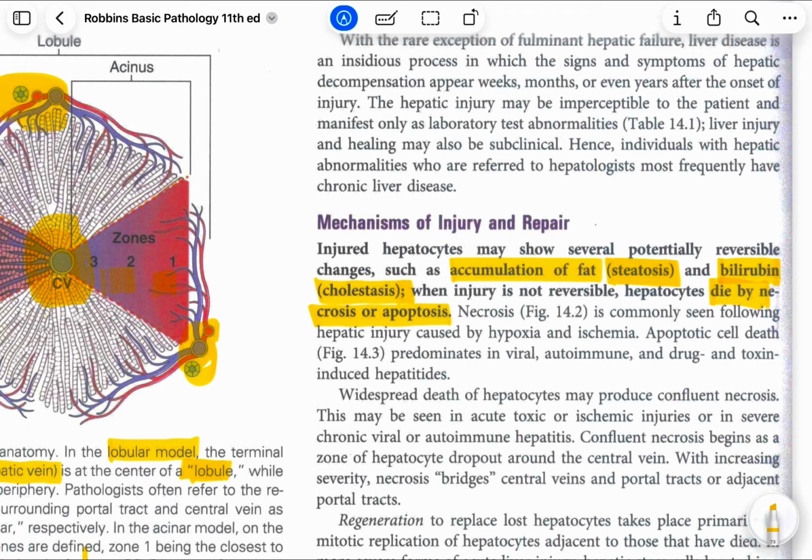Necrosis is commonly seen following hepatic injury caused by hypoxia and ischemia, and apoptotic cell death predominates in viral, autoimmune, and drug and toxin related hepatitis. Now, widespread death of hepatocytes, what will it cause? It may produce confluent necrosis. This may be seen in acute toxic or ischemic injury or in several chronic viral or autoimmune hepatitis. This confluent necrosis begins as a zone of hepatocyte dropout around the central vein. With increasing severity, necrosis breaches central veins and portal tracts or adjacent portal tracts.